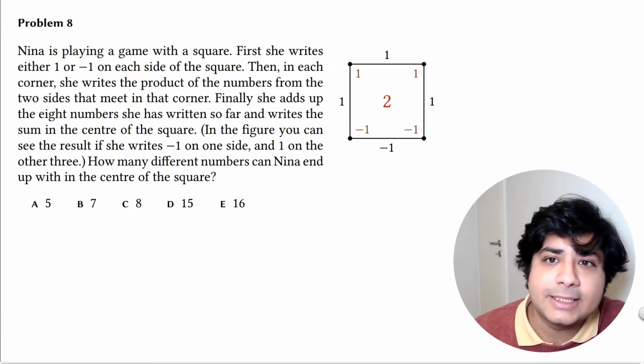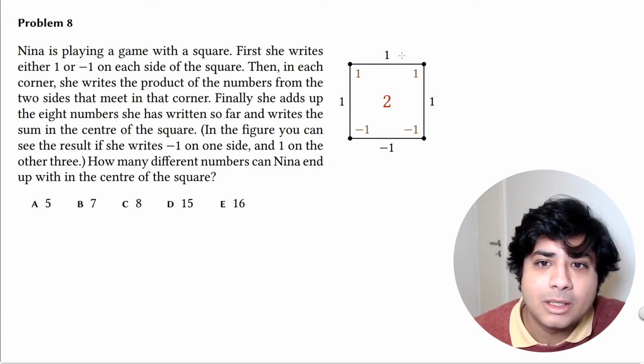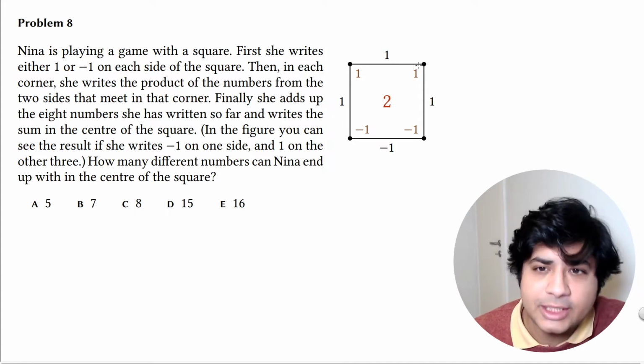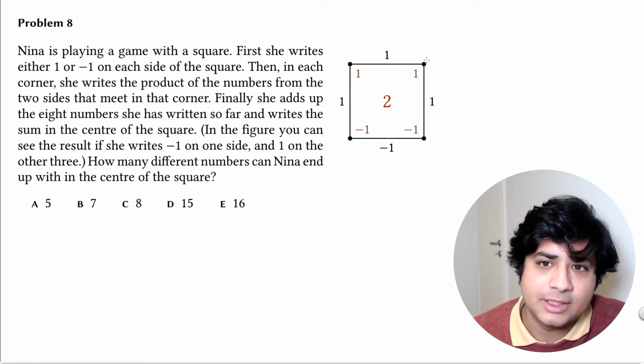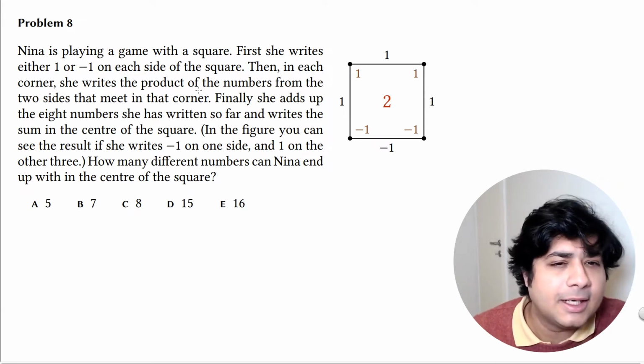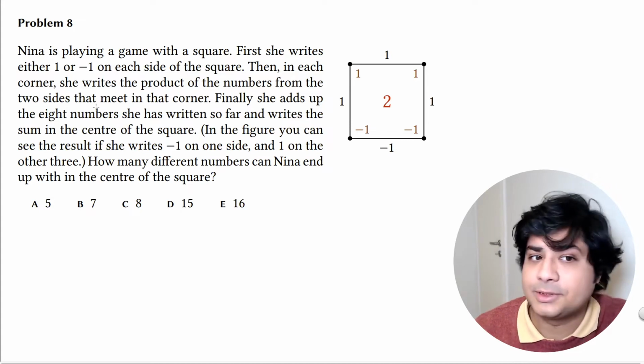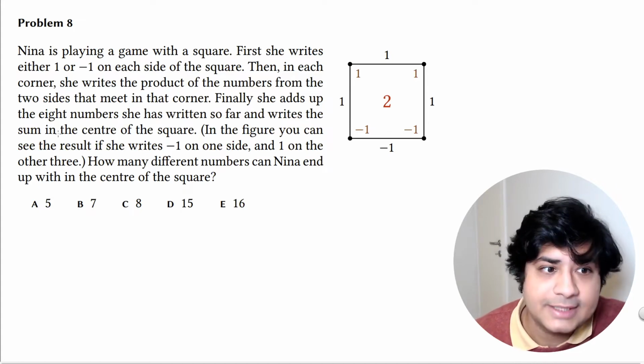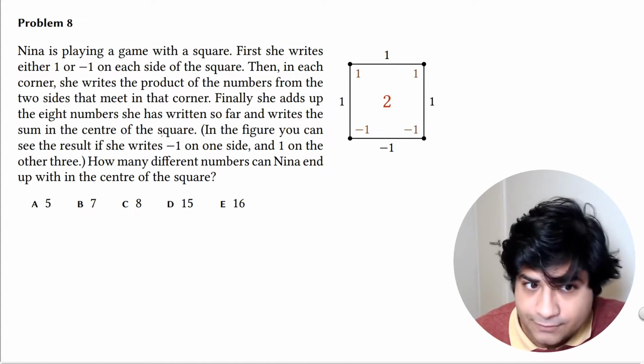Okay, so that means that there's a 1 here, there's a 1 here. 1 times 1 is 1, so the corner where they meet must be this one, which is 1. Okay. What else? Finally, she adds up the 8 numbers she has written so far and writes the sum in the center of the square.